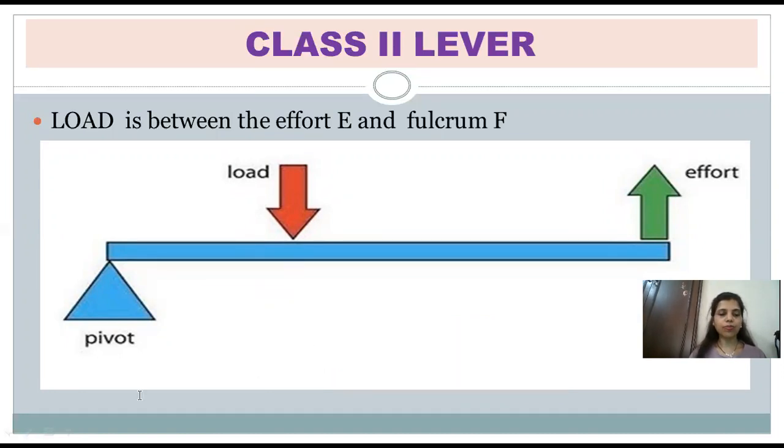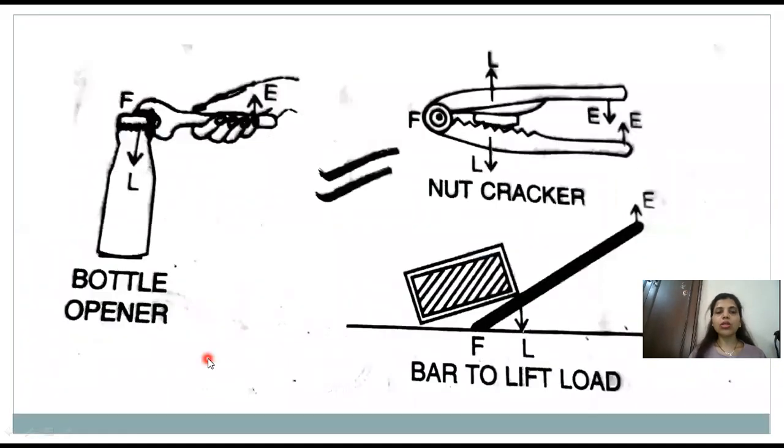examples over here. So here you can see the bottle opener. So this is the load and the fulcrum, and this is the effort. So here you can see effort arm is longer than the load arm, and that's why bottle opener is acting like a force multiplier because MA is greater than 1.